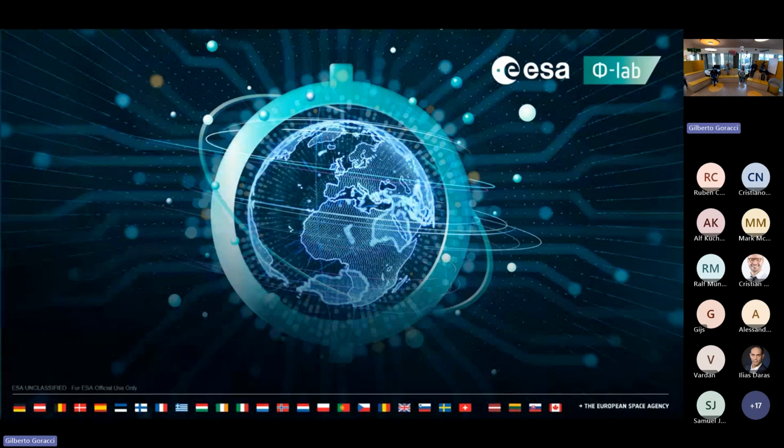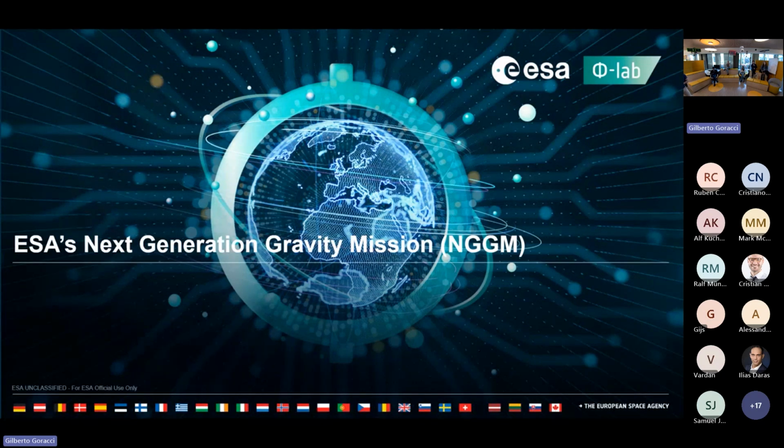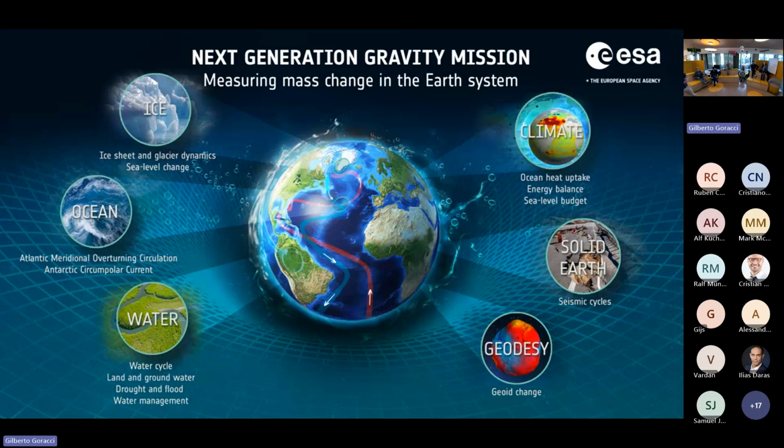So let's talk about my main project that is based around ESA's next generation gravity mission, NGGM. With this mission, what we want to do is measure mass change in Earth system, and this comes with a very, very broad range of applications, going from ice sheet monitoring to change in the geodesy of the planet to especially hydrological applications such as forecasting of extreme events or land and groundwater or monitoring of the oceans.